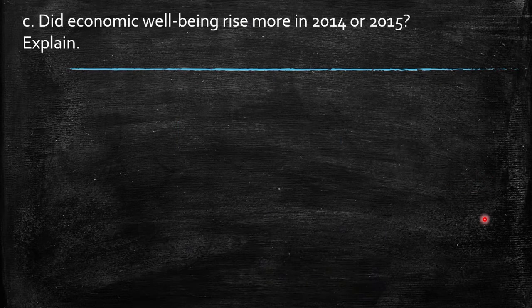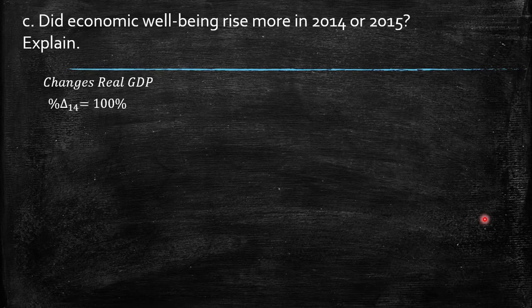Okay, then did economic well-being rise more in 2014 or 2015? So first, every time you want to monitor the situation of well-being, you need to focus on real GDP because it already rules out the changes in prices. We know that the change in 2014 was 100% and the change in 2015 was 0%. So naturally there was an increase in well-being in 2014 instead of 2015.